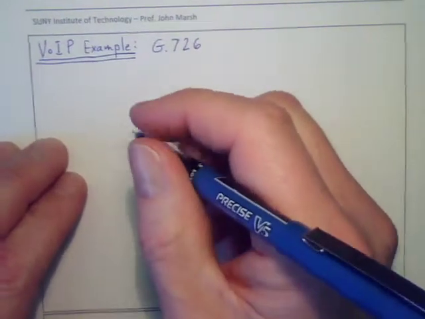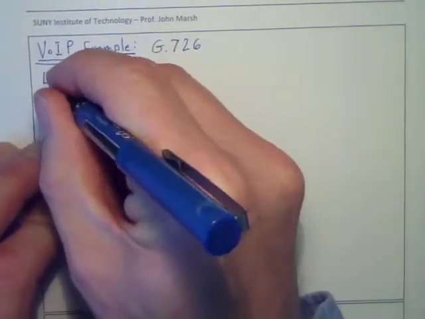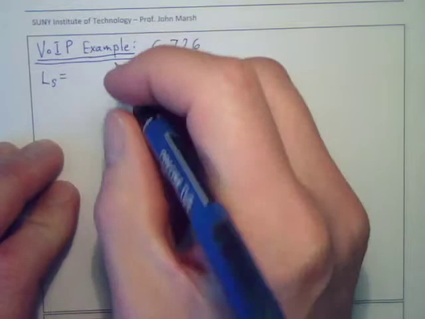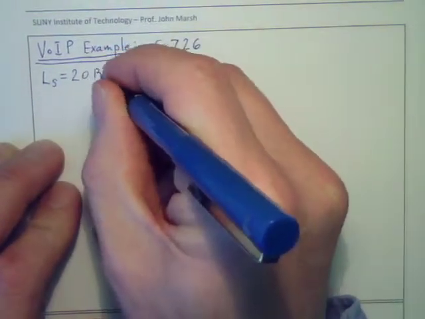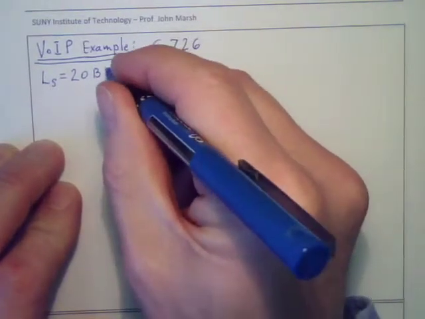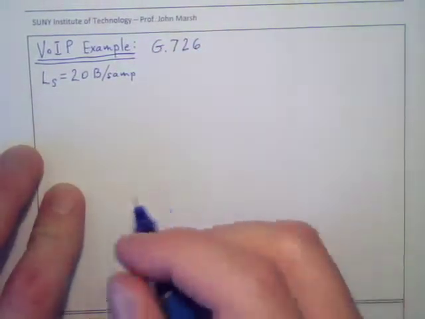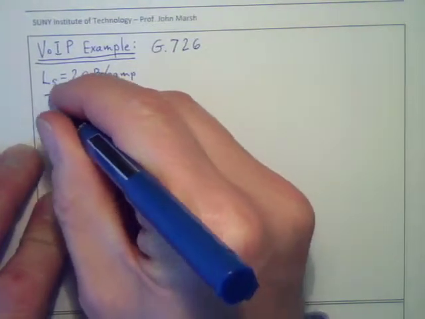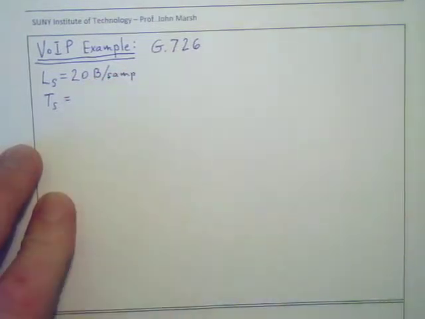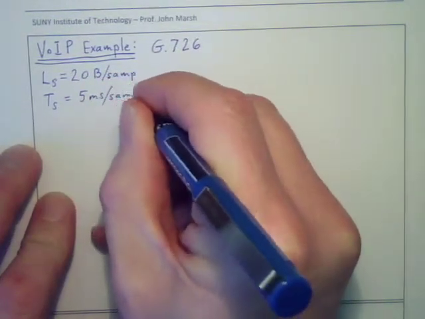So let's start off by writing down the size of the sample in bytes, and we're going to call that the length of the sample, and that's going to be 20 bytes. I can put 20 bytes per sample here as the unit. I am also going to write down the sample period, or the time it takes to get one sample, which is 5 milliseconds per sample. Okay.